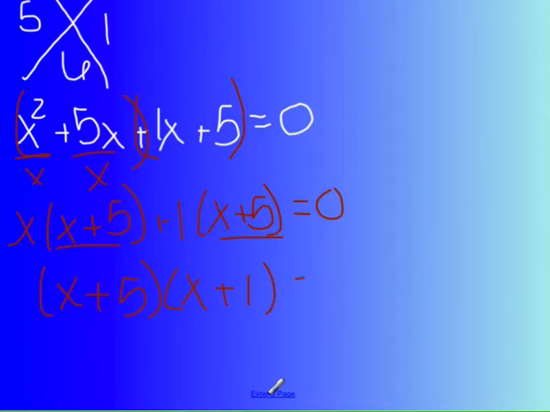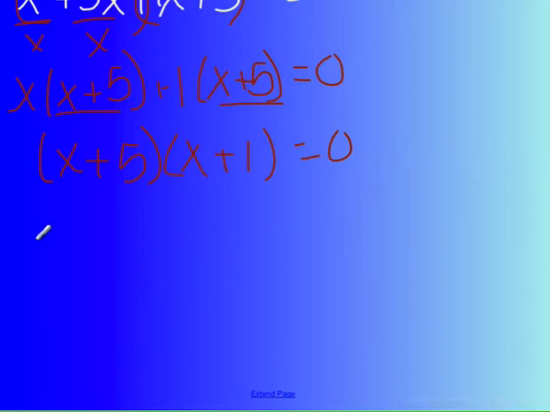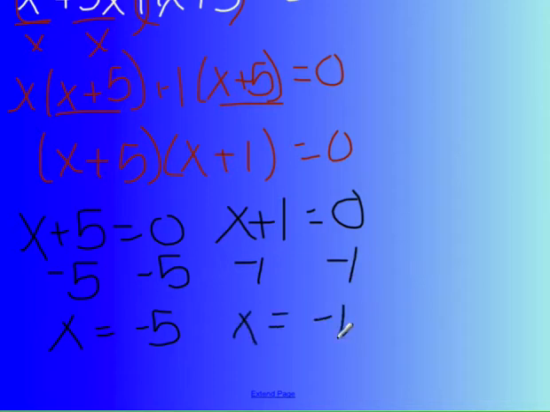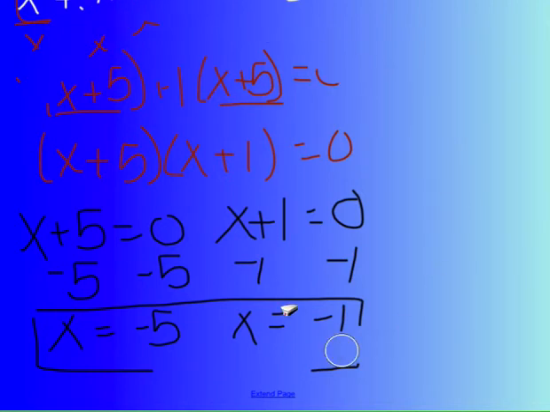So now I'm ready, and I can take each of those factors and set them equal to 0. So x plus 5 is set equal to 0, and x plus 1 is set equal to 0. Now we need to solve each of those for x. For this one, I'm going to subtract 5 from both sides, and I get x is equal to negative 5. For this one, subtract 1 from both sides, and I get that x is equal to negative 1. So my solution for number 3 is that x is equal to negative 5 and x is equal to negative 1.